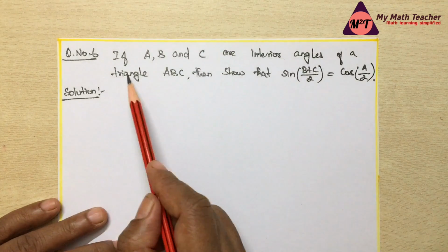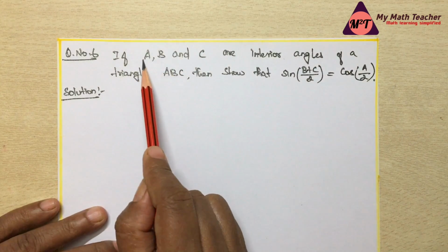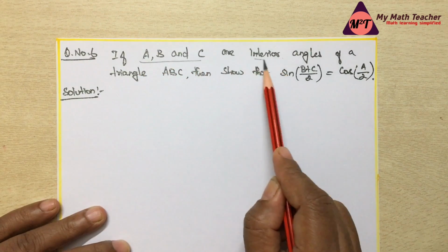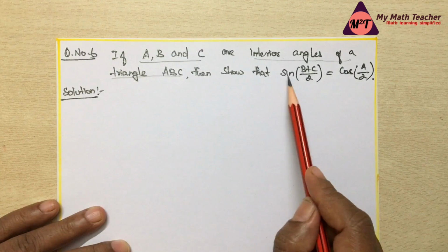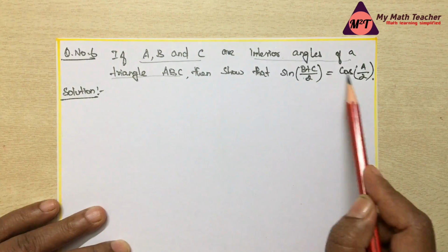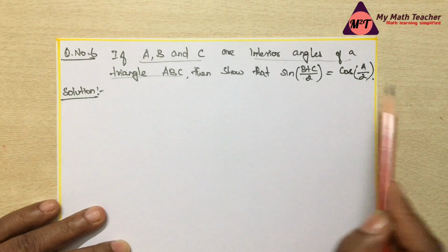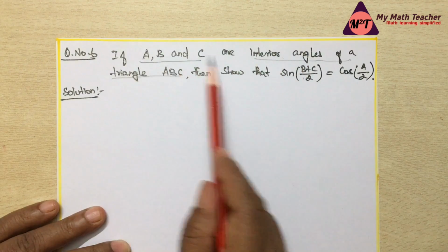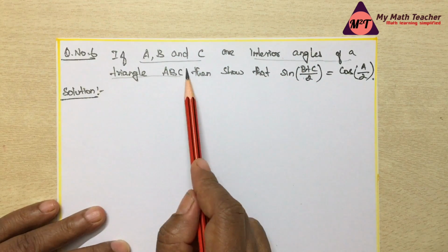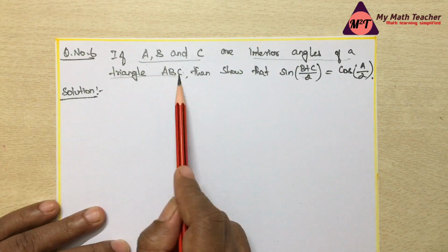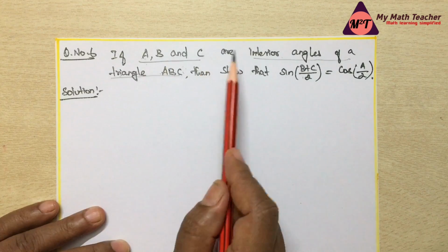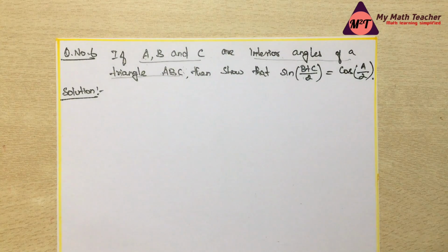Question number 6. If A, B and C are the interior angles of a triangle ABC, you have to prove sin((B plus C) by 2) is equal to cos(A by 2). So as you can see, there are no ratios given, no values given, nothing. The only information we have in this question is triangle ABC and its 3 interior angles. Let us see how to solve this.